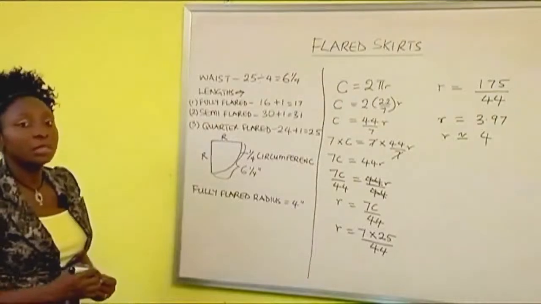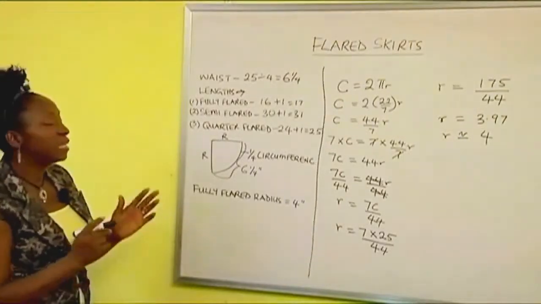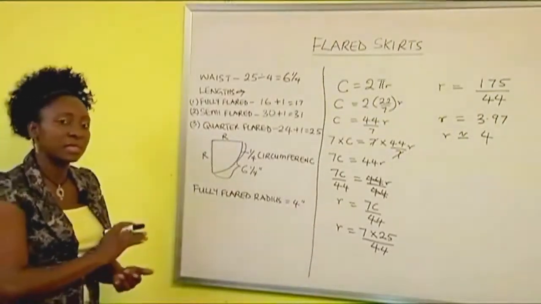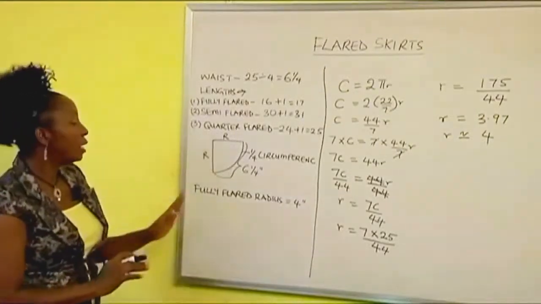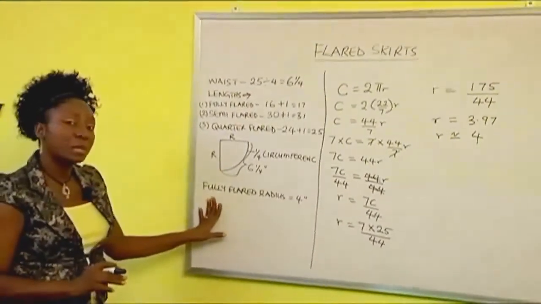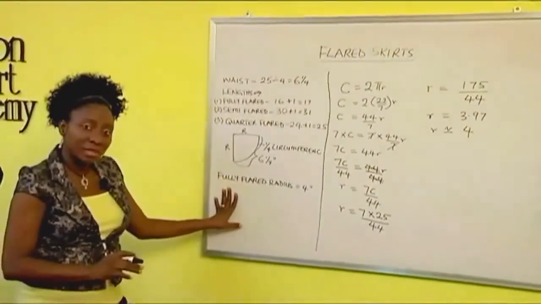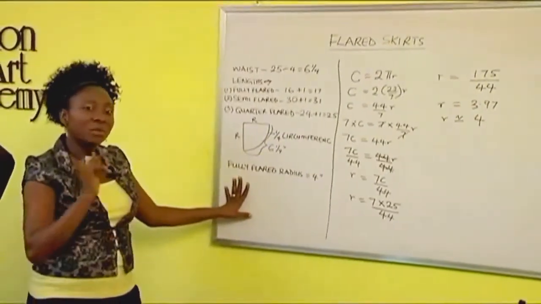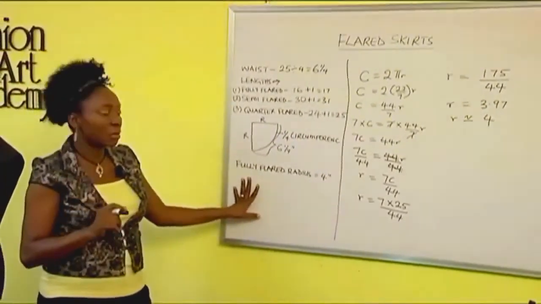That's for our fully flared radius. Now, for any type of skirt you're planning to make, whether it's a semi-flared or a quarter flare, we have to start by getting our fully flared radius, because without this, we would not be able to calculate the radius for the other types of skirts.